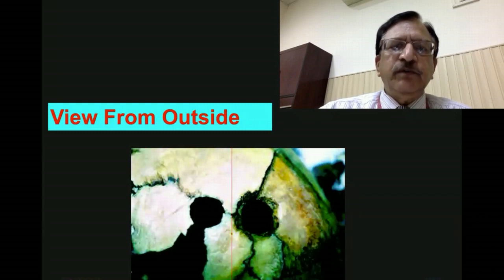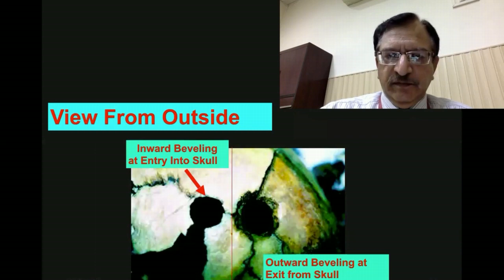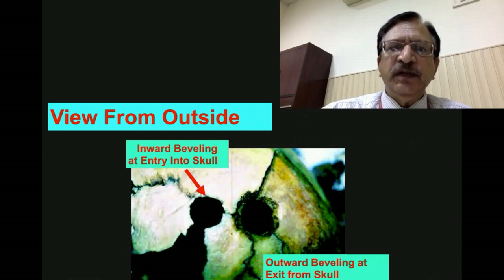This is the view from outside. On the left side, there is inward bevelling at the skull. The outer table is clean cut, whereas on the right side, same view, there is outward bevelling at the exit hole.